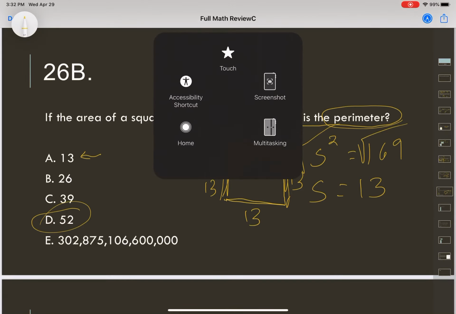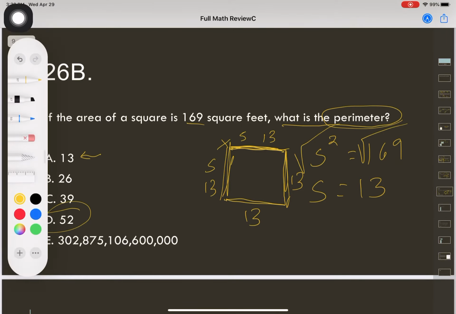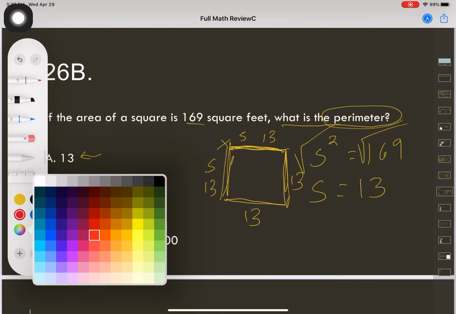Let's change up color. Let's go teal. It's a good color.